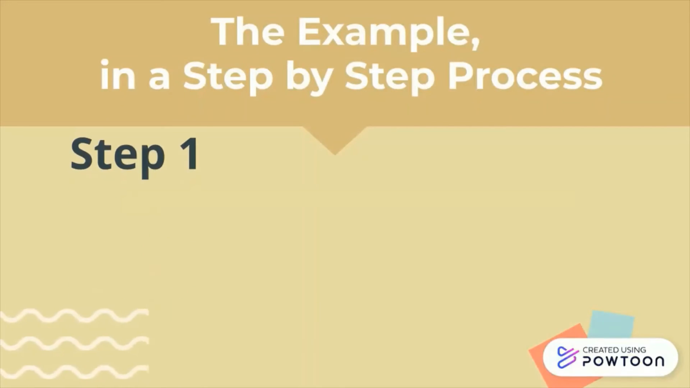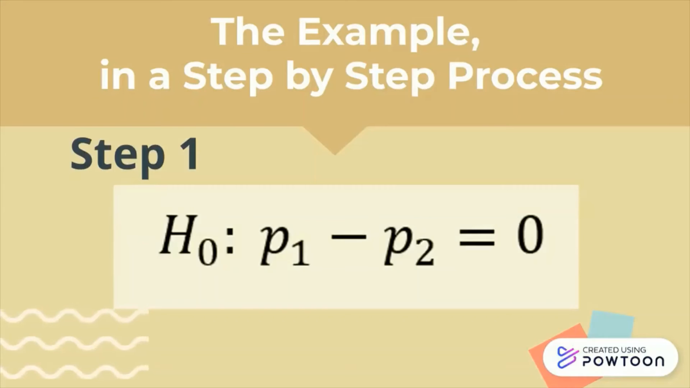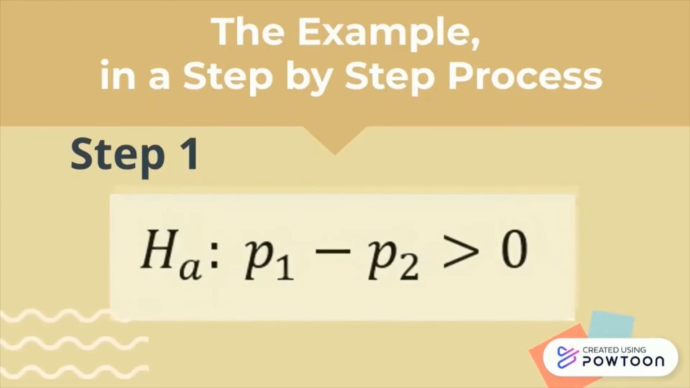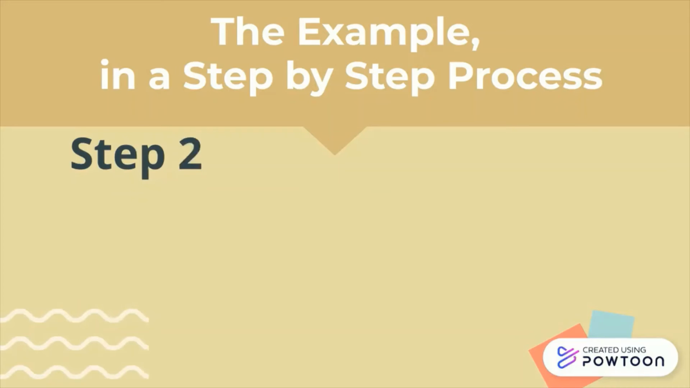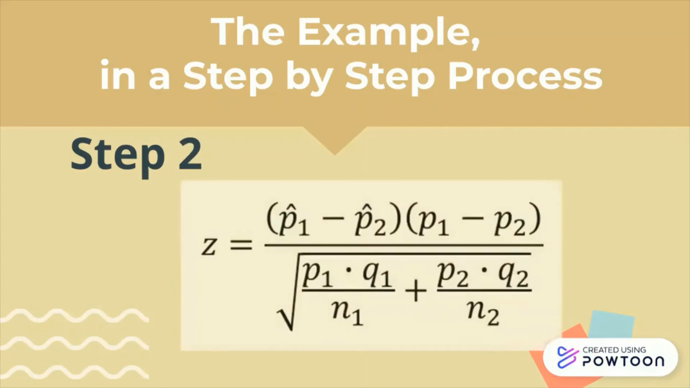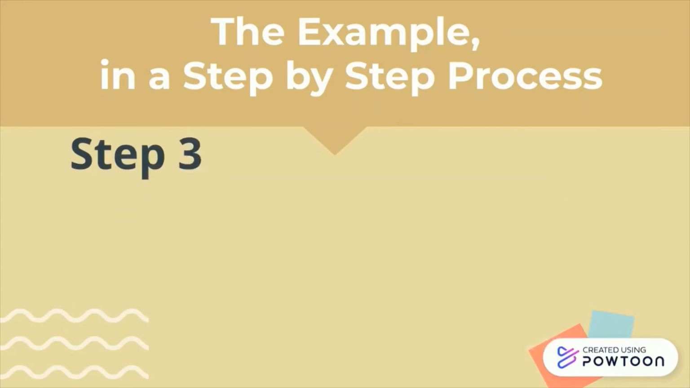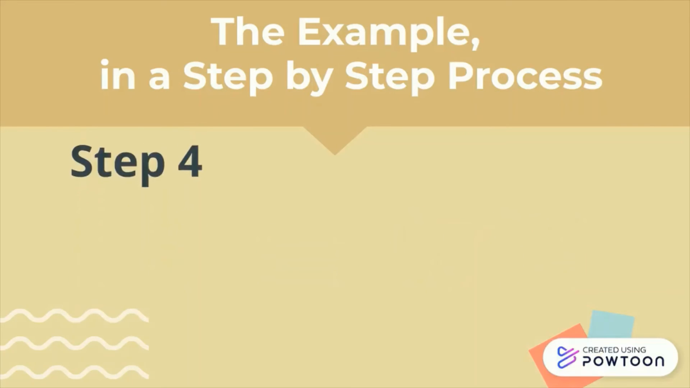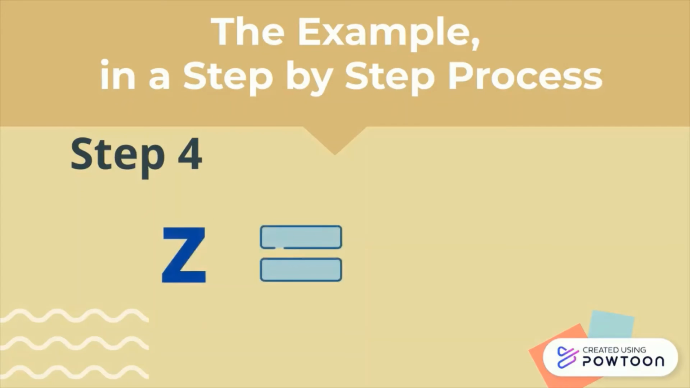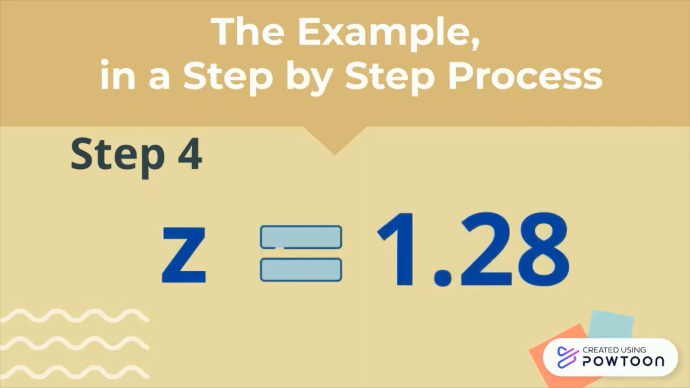Step 1. Let us determine the null hypothesis and the alternative hypothesis. Step 2. With large sample sizes and unknown population proportions, the previous z-test is appropriate. Step 3. Let α, or the significance level, be equal to 0.10. Step 4. For a one-tailed test, the critical z-value for an α level of 0.10 is 1.28.